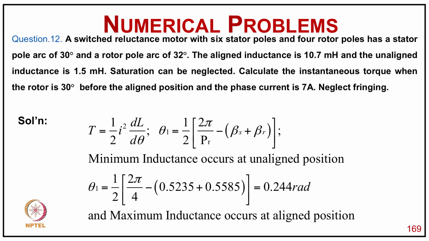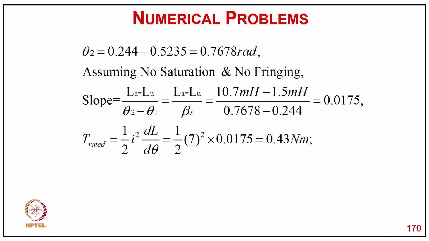So minimum inductance θ1 is 0.244 radian, and maximum inductance occurs at the aligned position, so θ2 is 0.7678 radian. No saturation, no fringing, so the slope is (L_A minus L_U)/(θ2 minus θ1), which equals 0.0175, and T rated you calculate as 0.43 Newton meter.